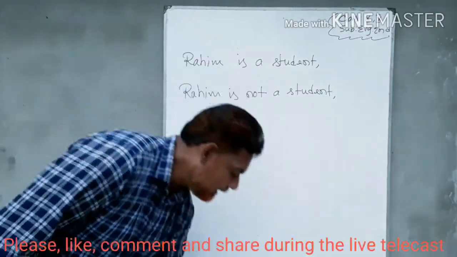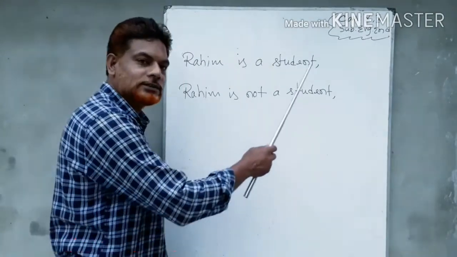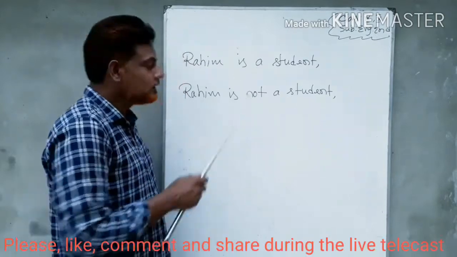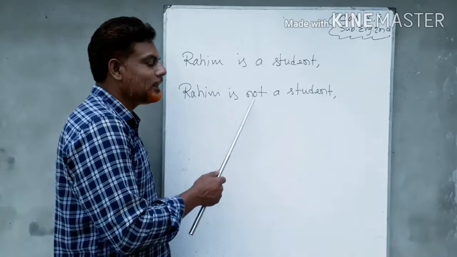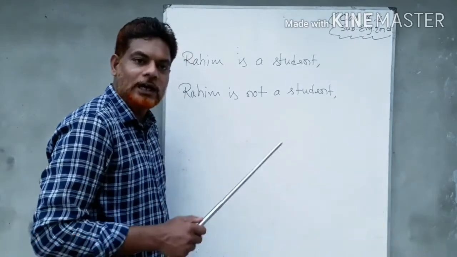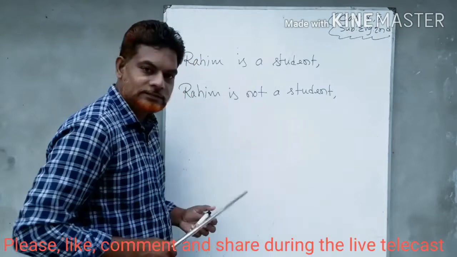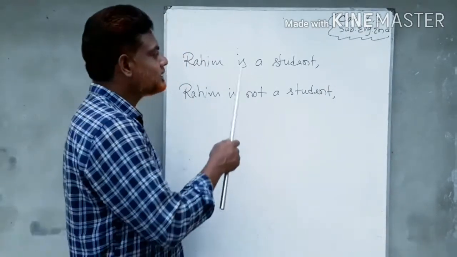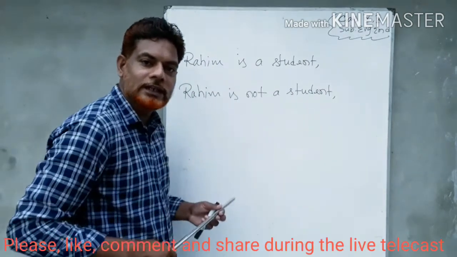Dear students, I have written two sentences here. Rahim is a student. Rahim is not a student. The first one is the affirmative statement and the second one is the negative statement. Now we will try to add a tag question to the first statement. What have I said before? If the statement is affirmative, the tag question will be negative.